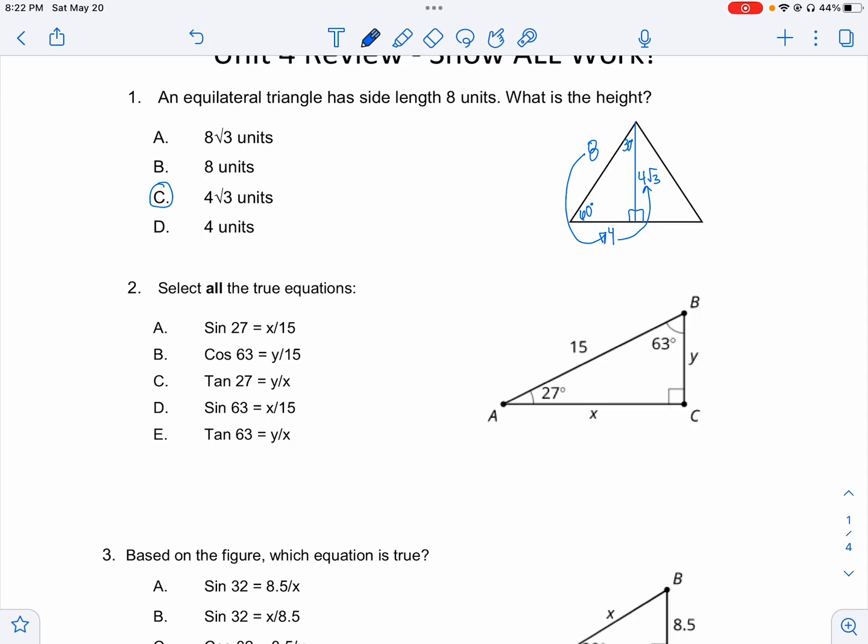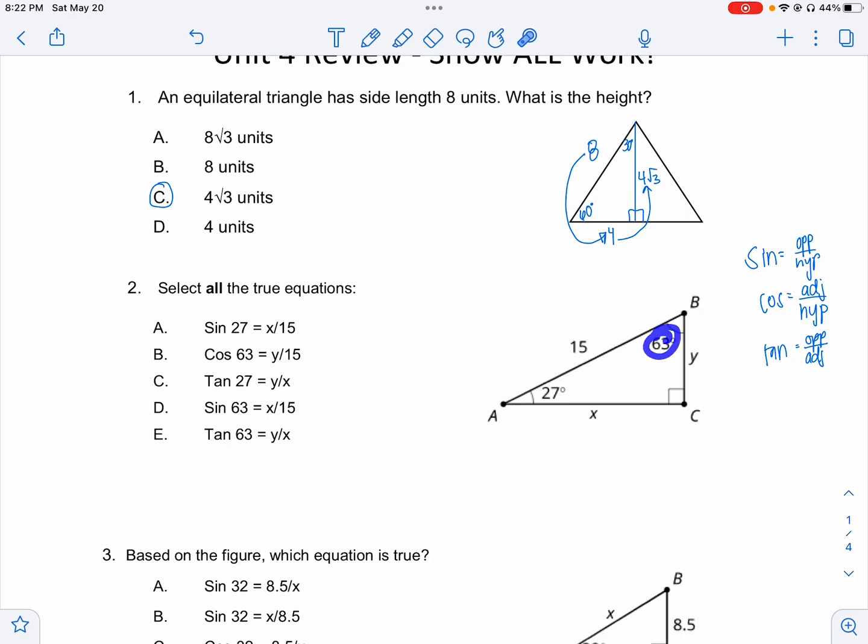With our trig ratios, we have sine is equal to opposite over hypotenuse. Cosine is adjacent over hypotenuse. And tangent is opposite over adjacent. So in this triangle, just going through each of these, sine of 27 is equal to x over 15. That's not true because x is the adjacent side.